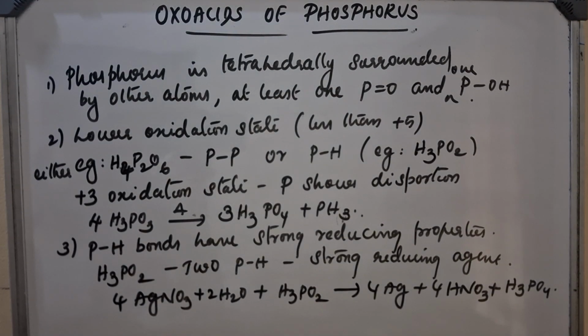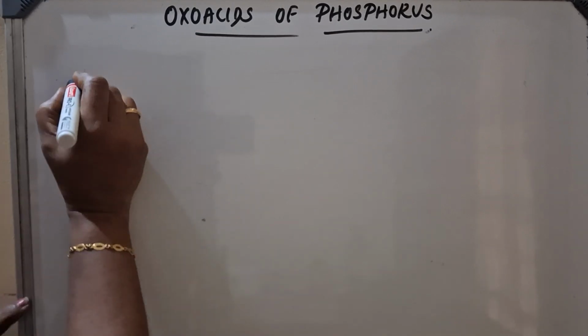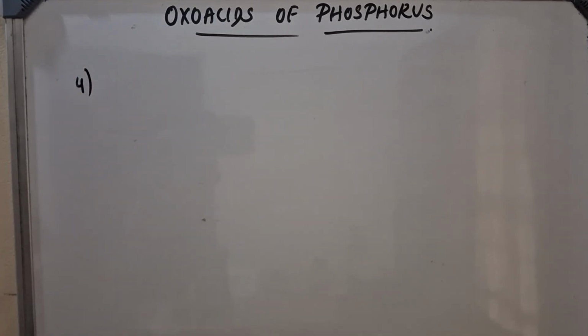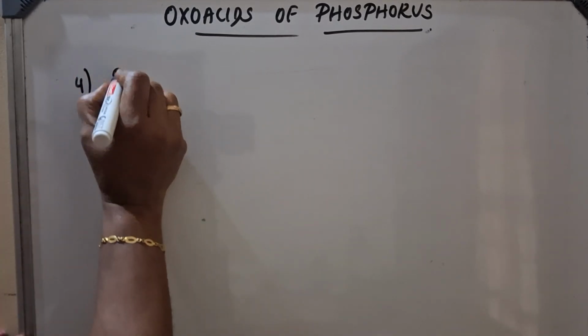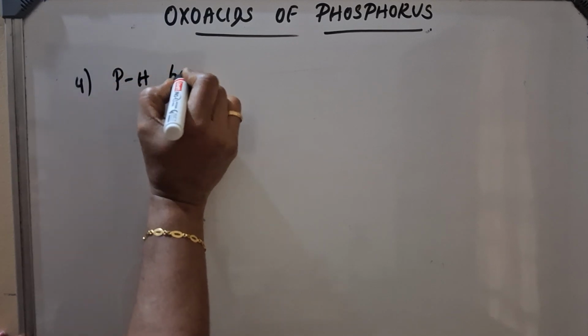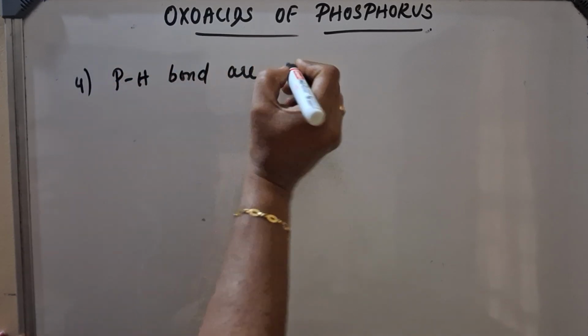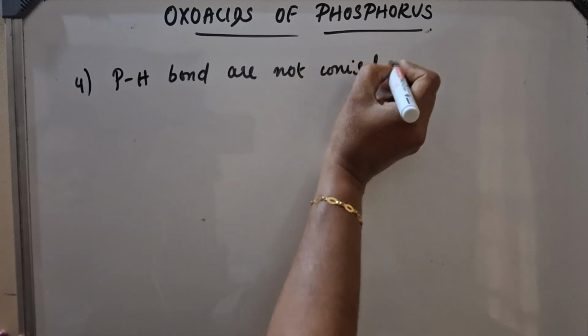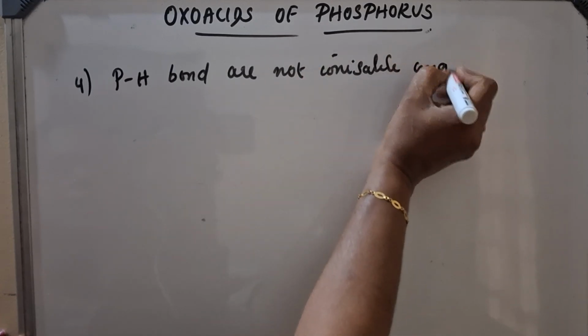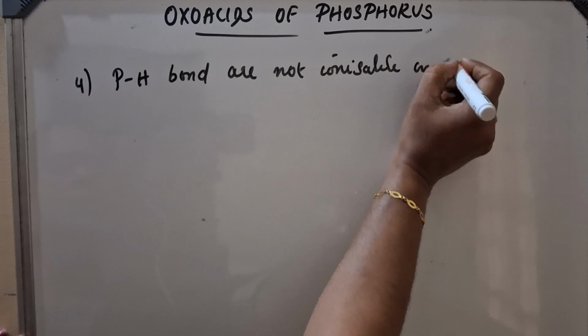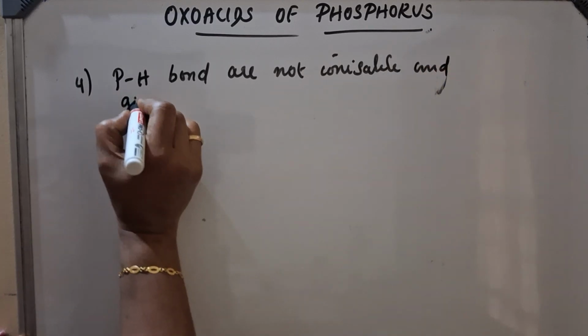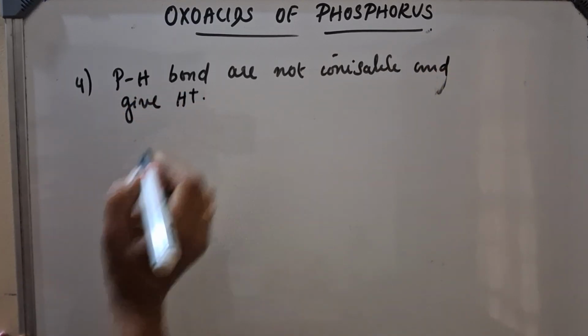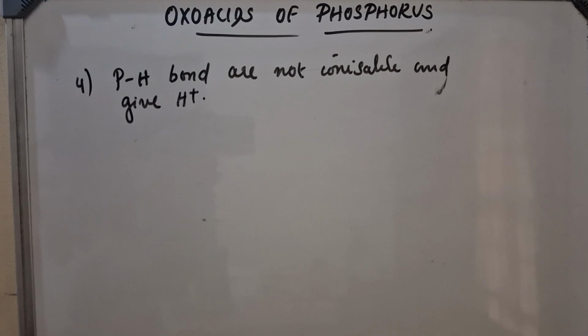Now, next property. These P-H bonds are not ionizable. They are not ionizable to give H+ ions.